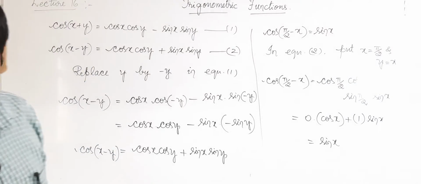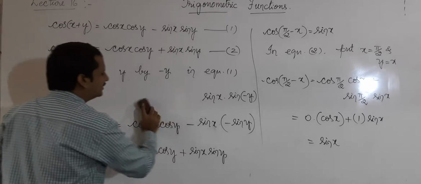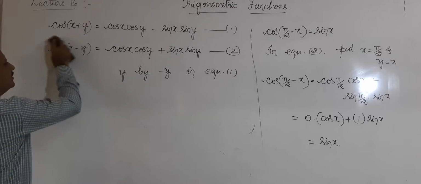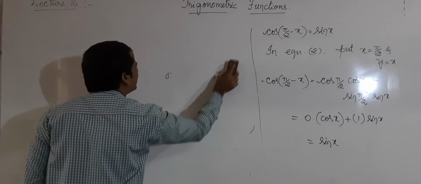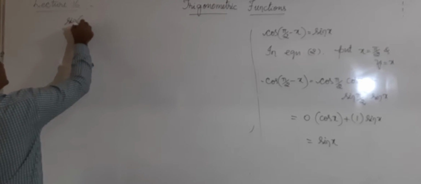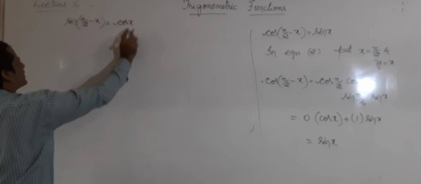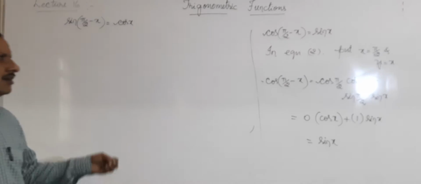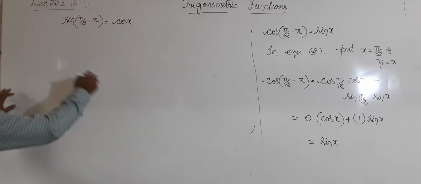Okay, then, you know, cos pi by 2 minus x is equal to sin x. What about sin pi by 2 minus x? Sin pi by 2 minus x, that's equal to cos x. I don't think I have to prove that again. You know, sin 90 minus theta is equal to cos theta. So sin pi by 2 minus x is equal to cos x.